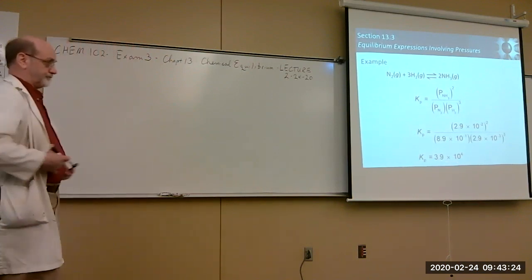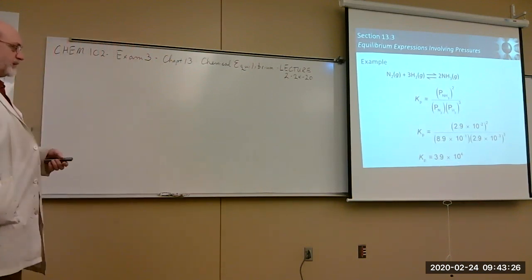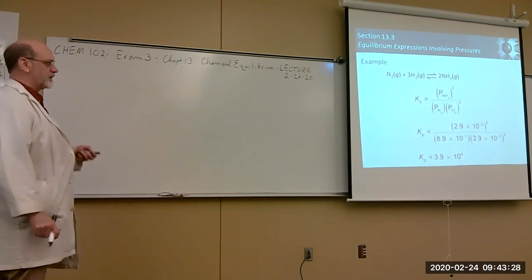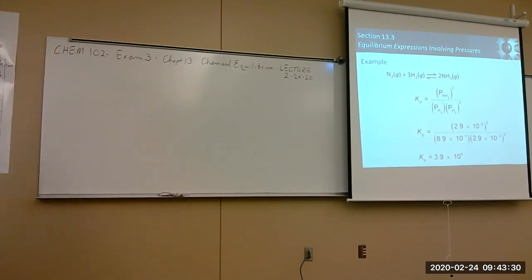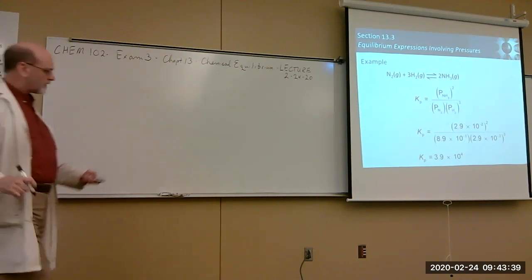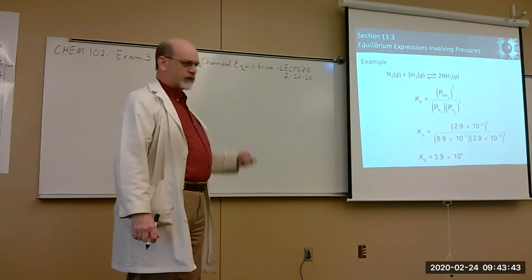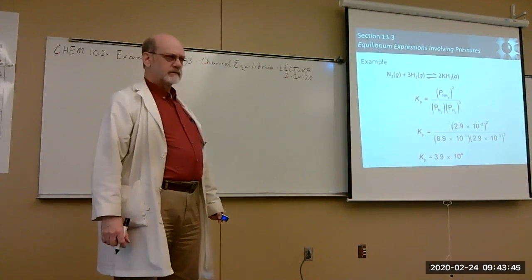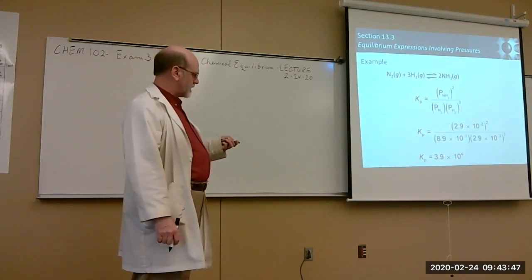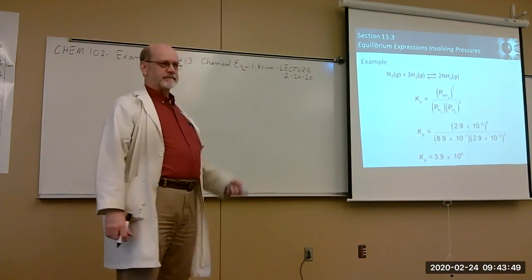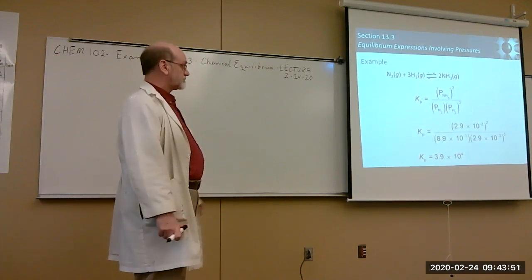Now, it won't mean anything unless we know the units that were used to calculate it. But we can draw a conclusion from this one. Notice this value is huge, 39,000. That's 4 places to the right. 39,000 is the Kp. So what does that mean?